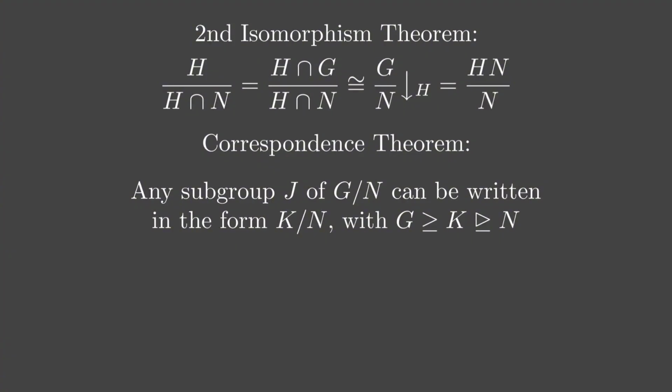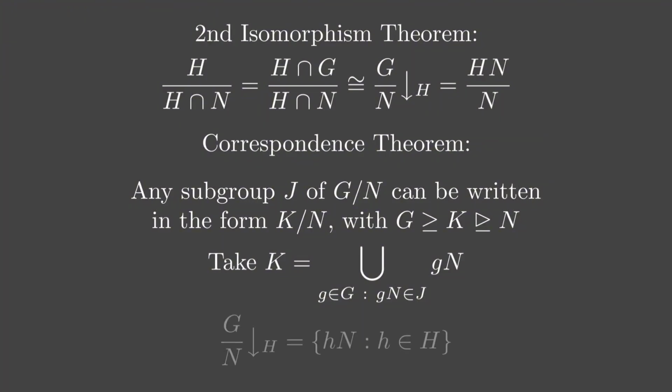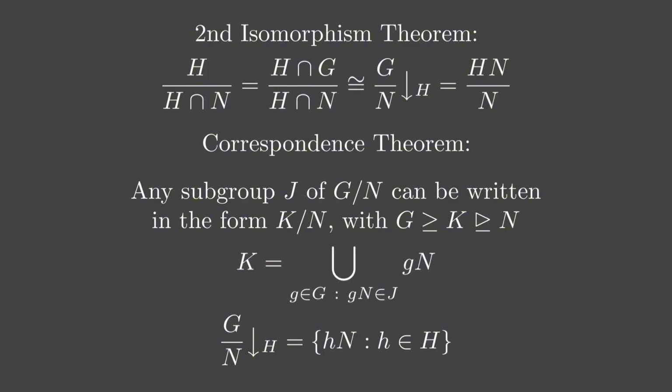The way to establish this is to let K be the union of all of the cosets in J. This will be closed by definition of the group operation in a quotient group being that the resulting coset of combining two cosets together with representatives G1N and G2N is the coset containing G1G2N, which is well defined because N is normal. And we find that K is given as HN, therefore.